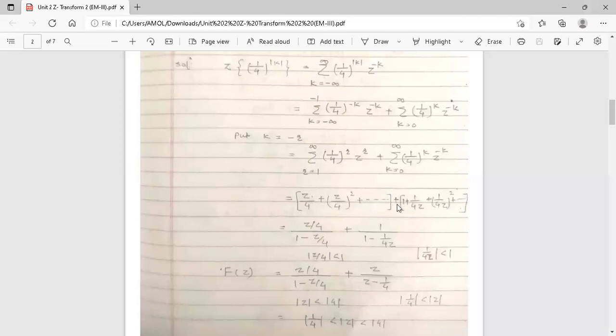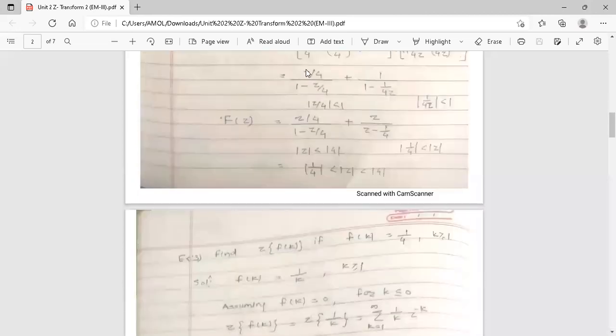Now the second term, the second series. This series is again a geometric progression, so again use the result of GP. What is the result? First term upon 1 minus common ratio. The common ratio here is 1 upon 4z. The first term is 1, so we can write this term 1 as (1 upon 4z) to the power 0, because when the power is 0, the value of that term is 1. So in every term 1 by 4z is the common ratio, and that common ratio is less than 1. Mod of 1 by 4z is less than 1.